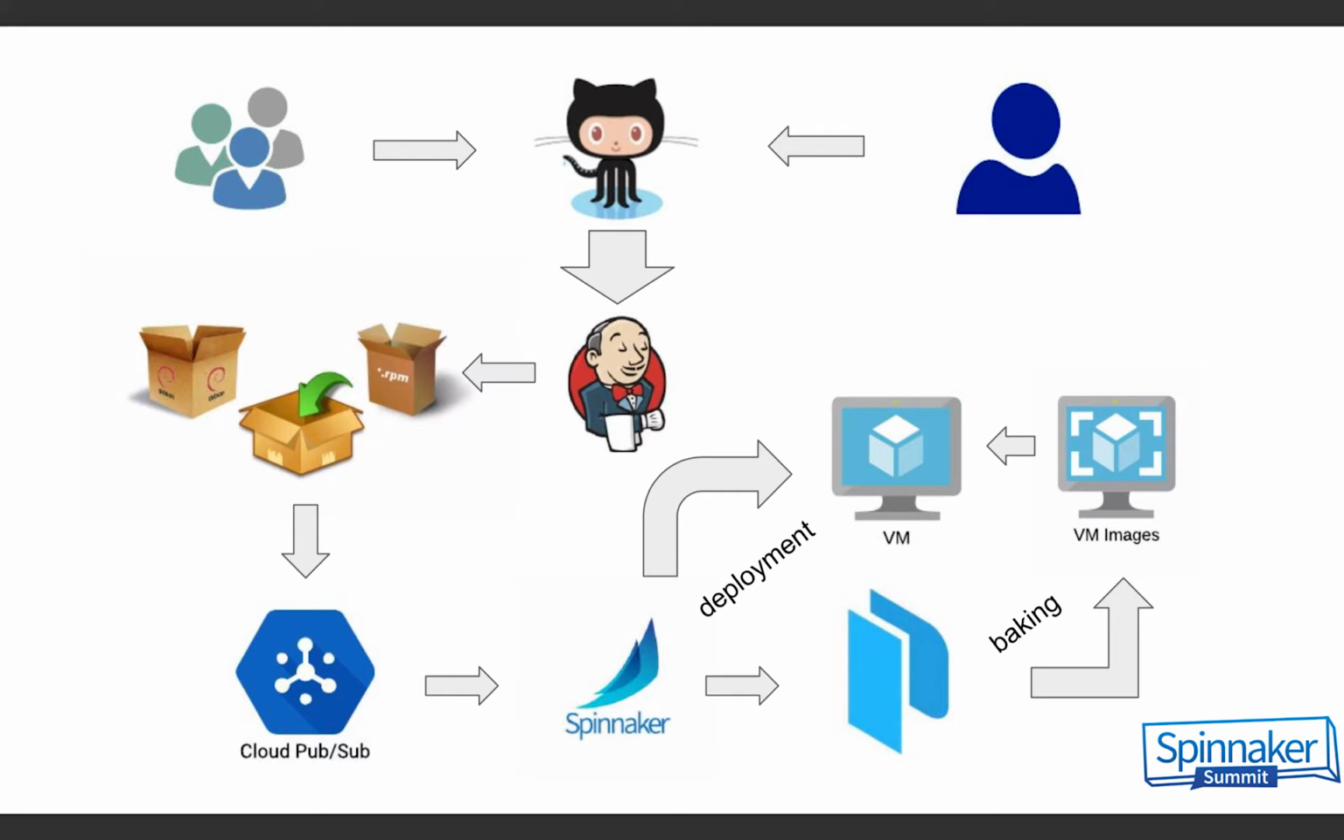Just a note that this is just one of the ways it can be done. There are other things that can trigger Spinnaker. So Spinnaker, again behind the scenes, uses Roscoe, which uses Packer to generate the VM images. And then once you're ready to deploy, it uses those VM images to provision those VMs. So those last two steps, that's where baking and deployment fit in.